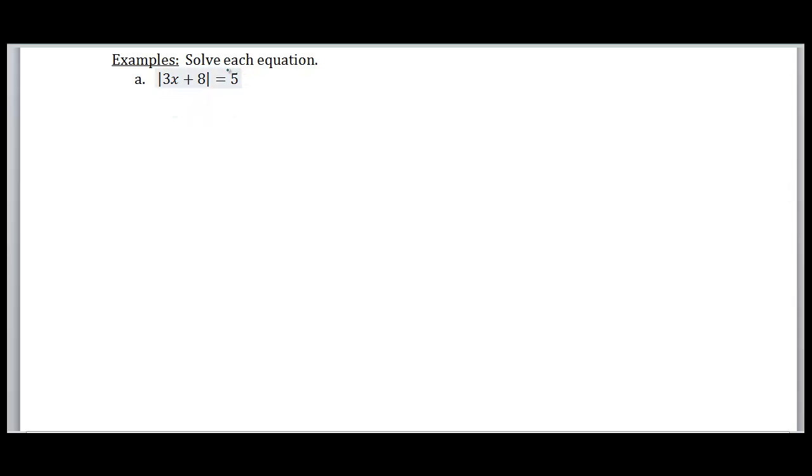This is a positive number. So I'm going to take the 3x plus 8, that thing that's in the absolute value on both sides, and set it equal to the positive 5. Or I'm going to create another equation because my solution can come from setting it equal to negative 5. Now I have two separate equations that I can solve to give me two possible solutions.